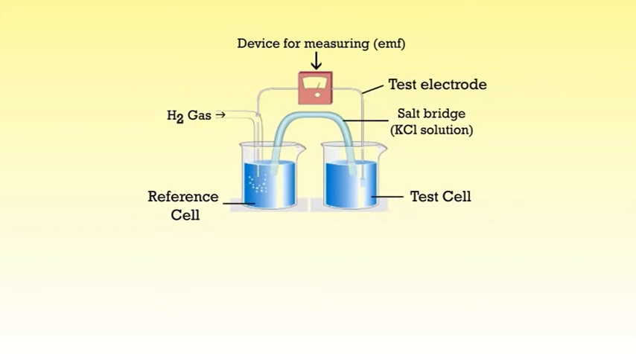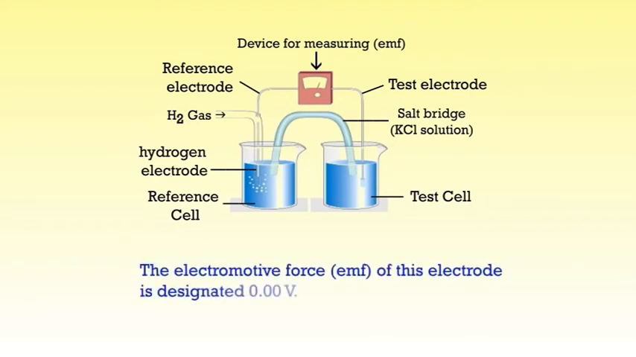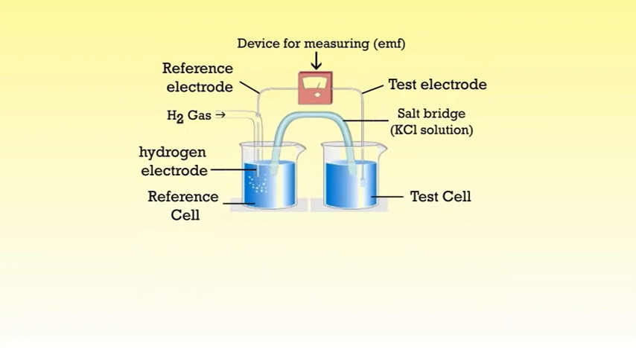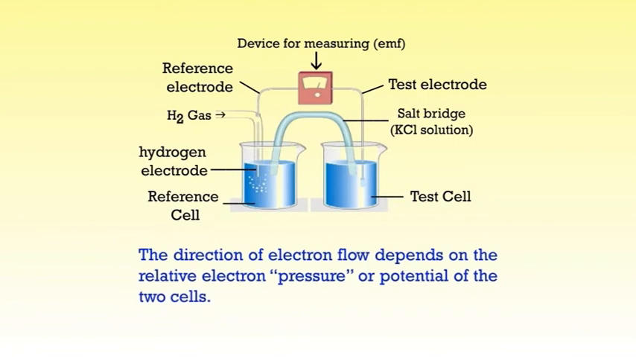Electrons flow from the test electrode to the reference electrode or vice versa. The ultimate reference half cell is the hydrogen electrode, as shown here at pH 0. The electromotive force, the EMF, of this electrode is designated 0.00 volts. At pH 7 in the test cell, E prime naught for the hydrogen electrode is minus 0.414 volt. The direction of electron flow depends on the relative electron pressure or potential of the 2 cells.